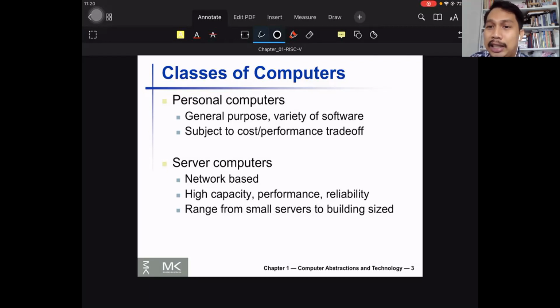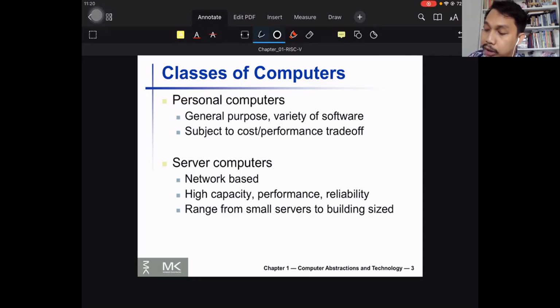Servers do not necessarily have monitors or even a mouse and keyboard. It's a standalone system unit, capable of hosting a myriad of applications. It's network-based, connected to the internet. It has higher capacity, performance, and reliability compared to PCs and laptops.